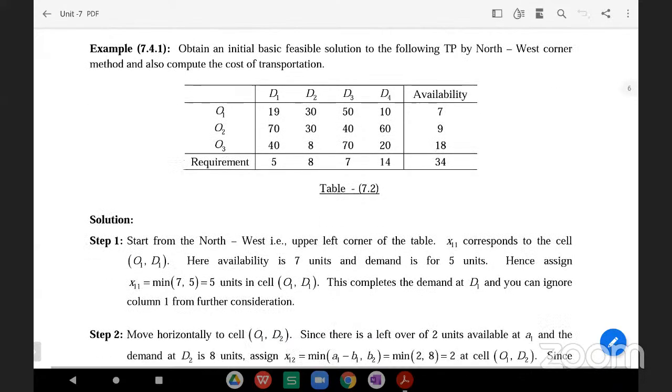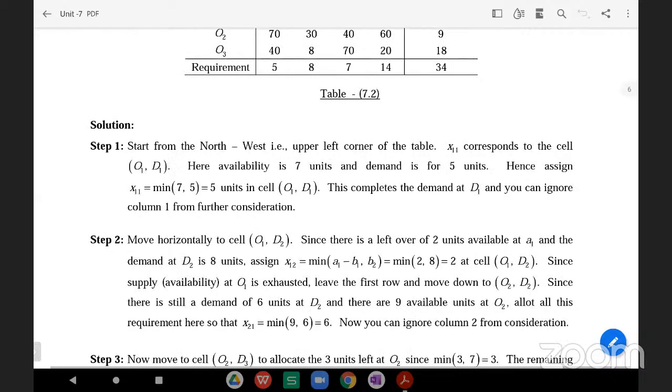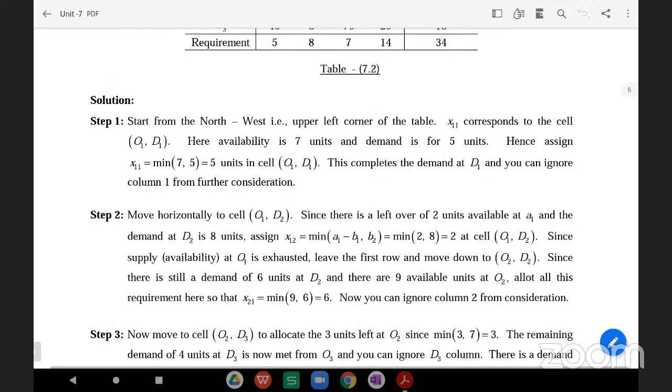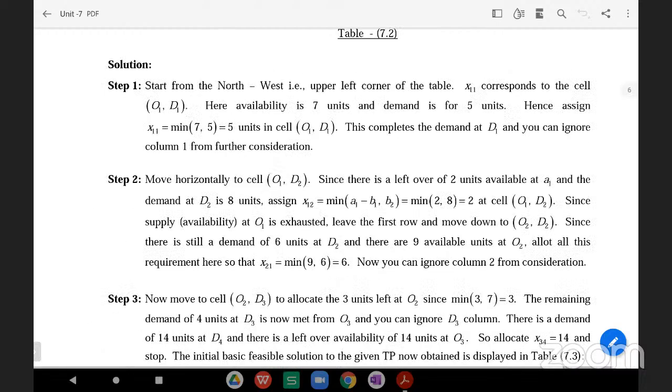It is coming to the step. So 9, 6, the minimum is 6. So I allotted that, but the 2, 8 is a 2. So here I allotted origin 1 to destination 2, 2 units of availability. That unit cost is 2 into 30. So that amount is 2 into 30. You can see it in the last.